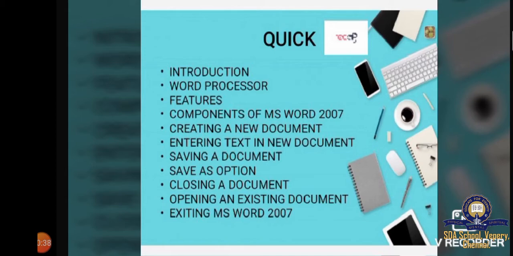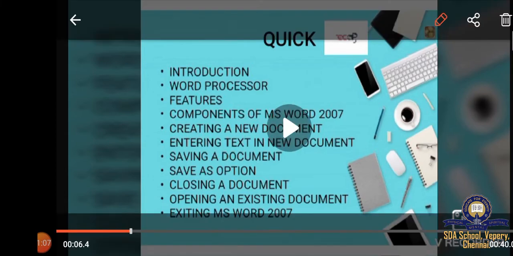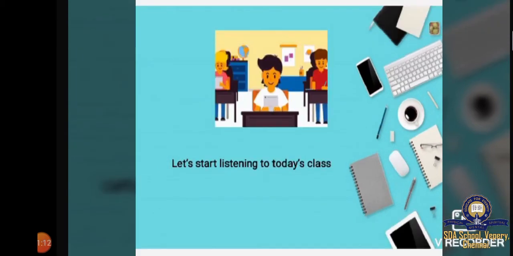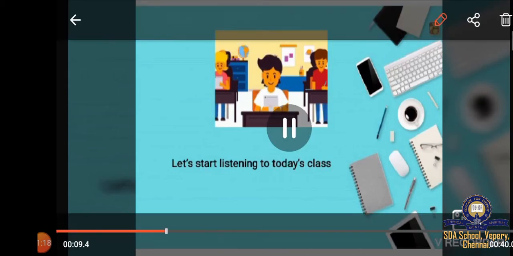Yes, we studied about introduction, word processor, features, components of MS Word 2007, creating a new document, entering text in a new document, saving a document, save as option, closing a document, opening an existing document, exiting MS Word 2007. All these points we have discussed in part 1 and part 2. In part 3, what we are going to study, we are going to listen in this video. So let's start listening to today's class.